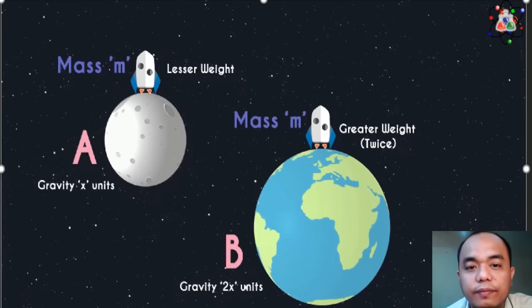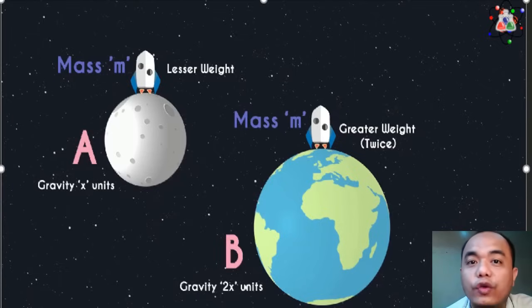What have you observed? Or what can you say about the mass? Yes, you're correct. The mass of the object in two places is the same. Pareho lang yung mass or ang amount ng atom ng object kahit saan pa siya naroroon. Pero, ang weight ng same object na to ay nagkakaiba na dahil sa kanilang lugar. Ang weight ang nagkakaiba at hindi yung mass.